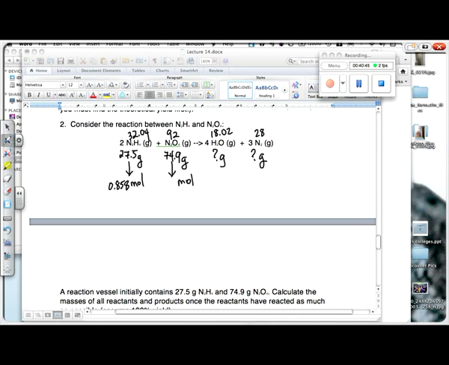Okay. 74.9 divided by 92, and I get 0.814. All right, so 0.814 divided by 1 versus 0.858 divided by 2, this is my limiting reactant, and I must use it to figure everything out. So let's go ahead and do the excess first, since it's right there. Go to your limiting reactant, move using the mole ratio, 1 over 2. What I'm moving to, 1 divided by 2. 0.429 is how much I'm using.